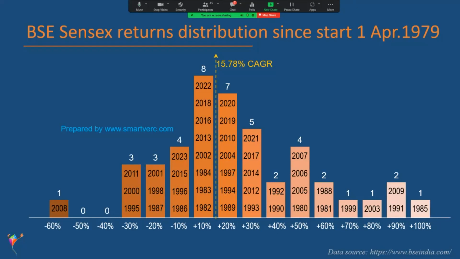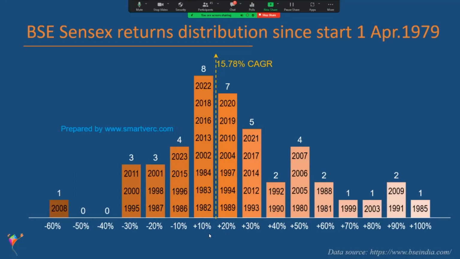To start with, here you can see on the screen the BSE Sensex returns distribution since the start of the BSE Sensex, that is 1st of April 1979. Let me tell you the data which I have plotted on this chart. The x-axis shows the returns of the Sensex on a year-on-year basis, that is, on a calendar year-wise basis.